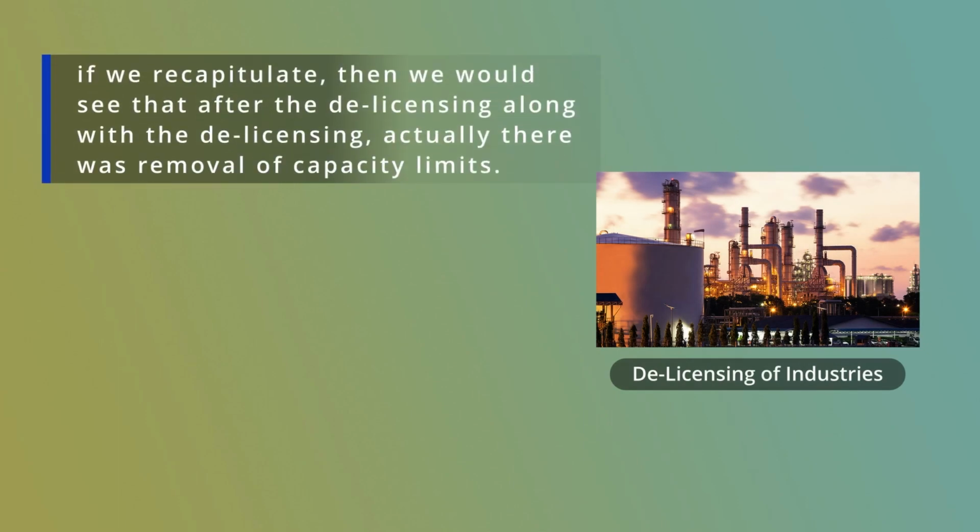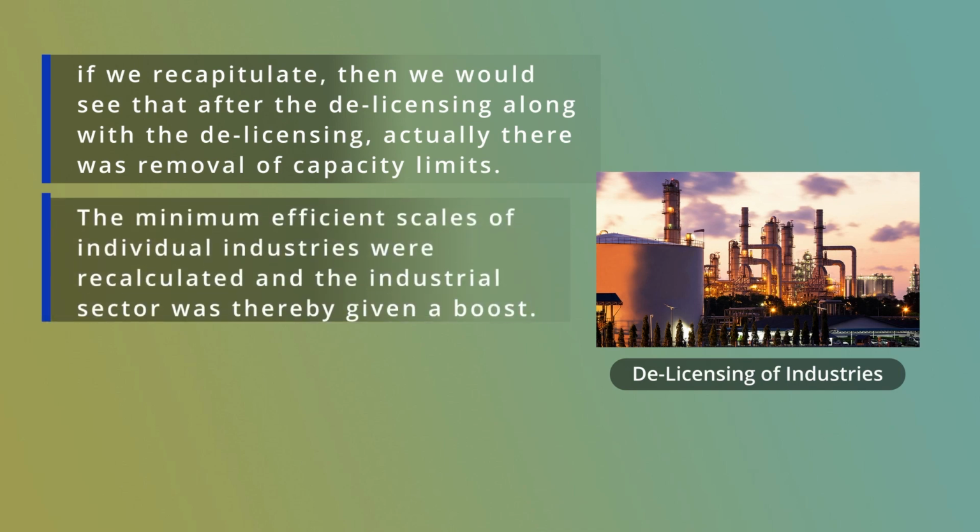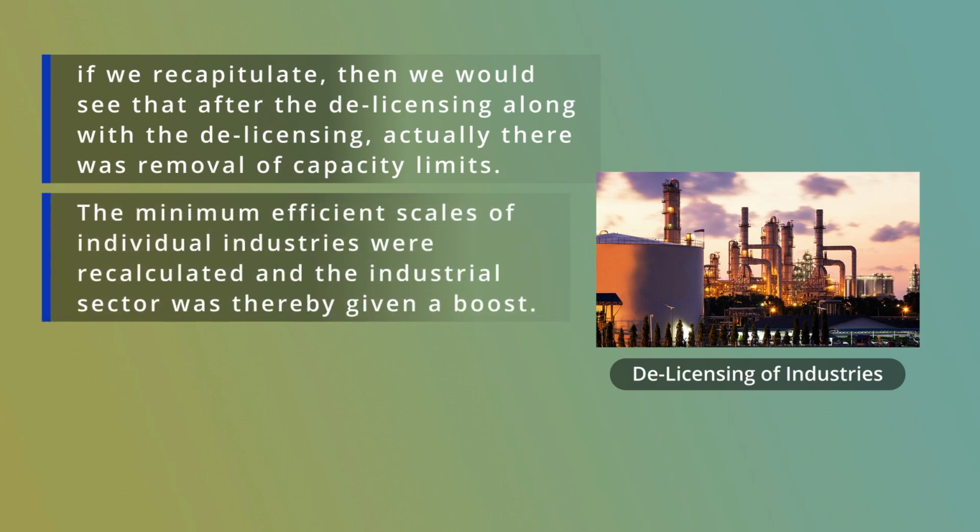Now, we would see that in 1980-81, the industrial economy started with delicensing. And if we recapitulate, along with delicensing, there was removal of capacity limits. The minimum efficient scales of individual industries were recalculated, and the industrial sector was thereby given a boost.